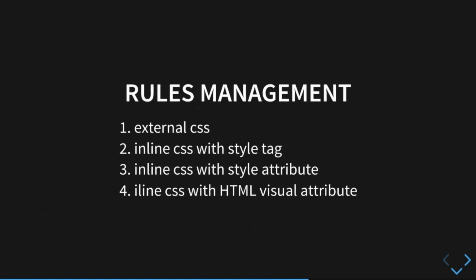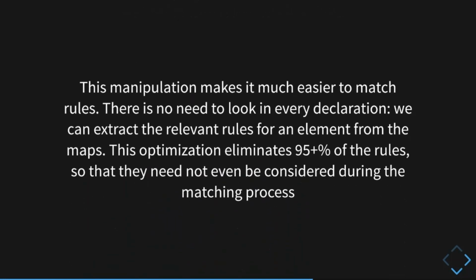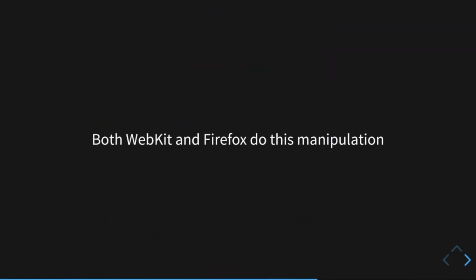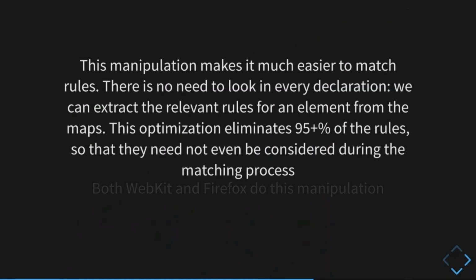Rules management. So we have four sources for our CSS. It's external CSS, inline CSS with style tag, inline CSS with style attribute, and inline CSS with HTML visual attribute. This manipulation makes it much easier to match rules. There is no need to look at every declaration, and they can access the relevant rules for an element from the map. This optimization eliminates 95% of the rules, so that they do not even need to be considered during the matching process. Both WebKit and Firefox do this manipulation.